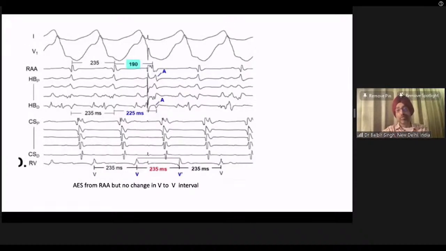So how do you distinguish that? The first thing is, this is an atrial extra stimulus from the right atrial appendage, which did not cause a change in the V to V interval.